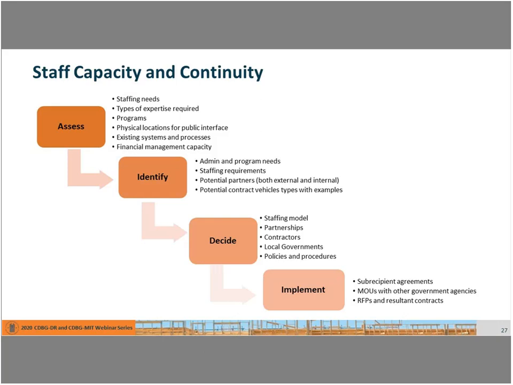Lastly, you're going to need to execute agreements with your partners and your subrecipients to make sure those are in place before you begin your implementation.